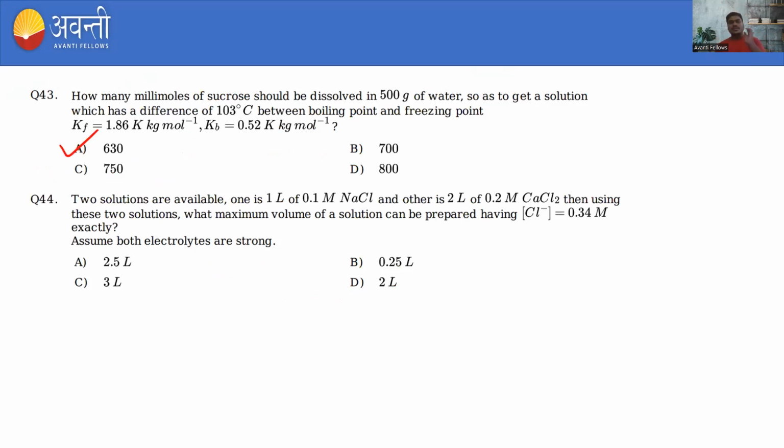Okay. So this is all about how you will solve this question and how you will get the answer for this one. Chalo. Let's see the next one.